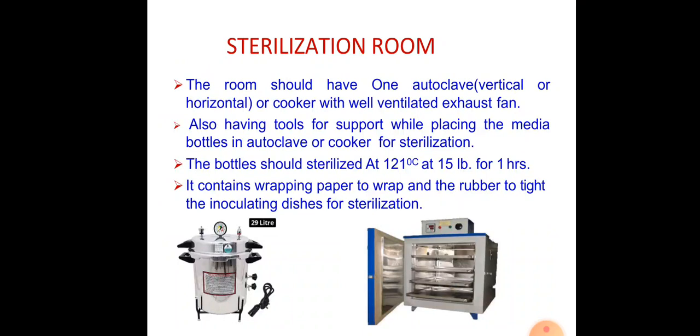And the sterilization room should have an autoclave. If you don't have an autoclave, a pressure cooker is enough, with proper ventilation and an exhaust fan. The sterilization room should also provide media bottles, and autoclave or cooker sterilization is done in that room itself. The bottles should be sterilized at 121 degrees Celsius at 15 lbs for 20 minutes to 1 hour. It includes wrapping paper, rubber bands to wrap tightly, and inoculating dishes for sterilization.